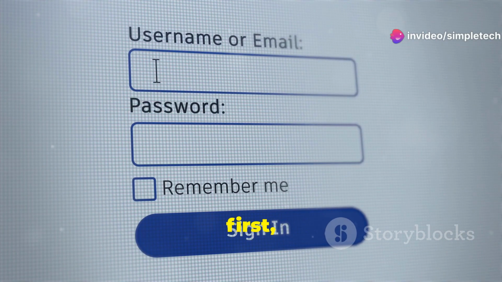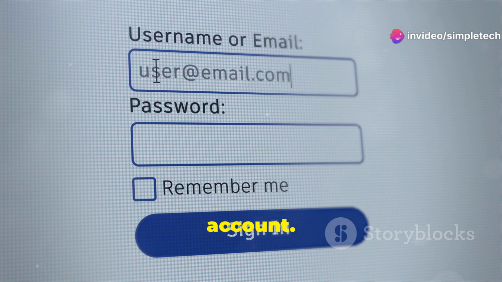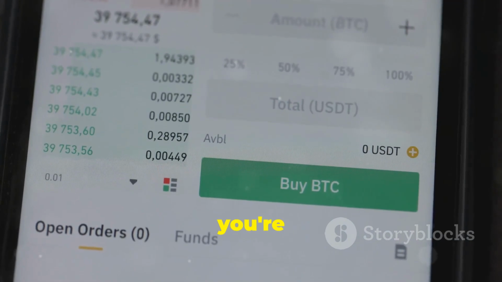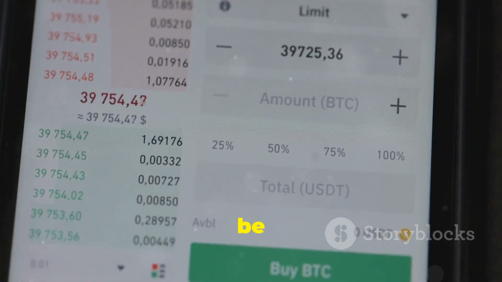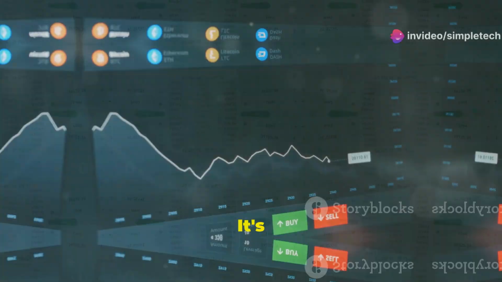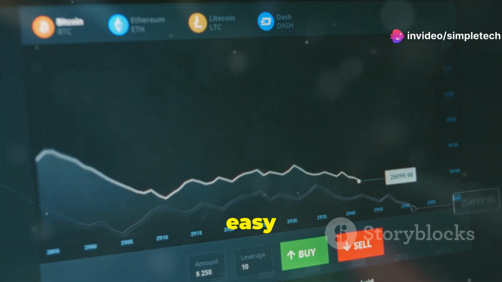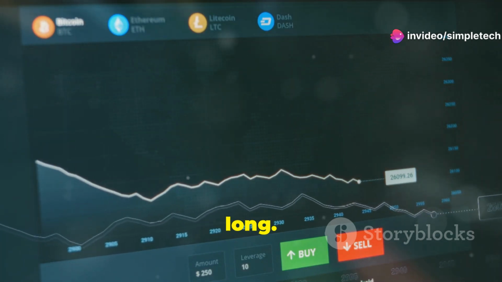First things first, log into your OKX account. If you don't have one, signing up is quick and easy. Once you're in, look for the Convert option on the platform. This feature is designed to be user-friendly and accessible. It's usually prominently displayed and easy to find, so you won't have to search for long.